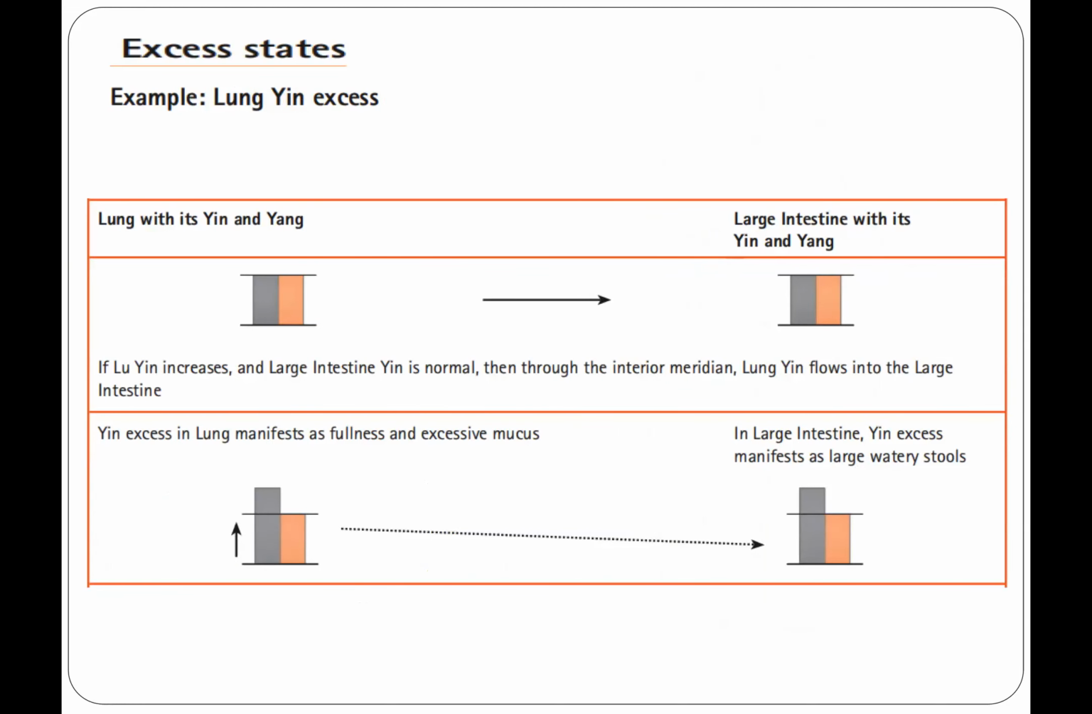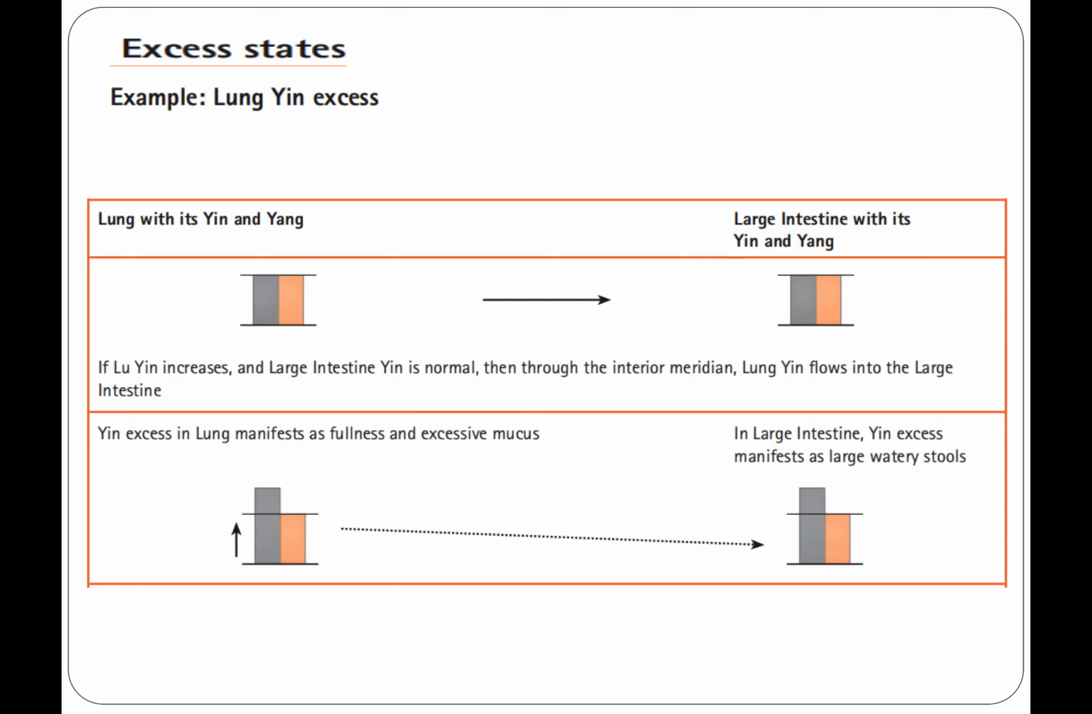So, example po ng lung yin excess. Lung with its yin and yang. So, yun po yung normal level. If the lung yin excess increases and large intestine yin is normal, then through the interior meridian, lung yin flows into the large intestine. So, ayun po yung drawing. Large intestine with its yin and yang.